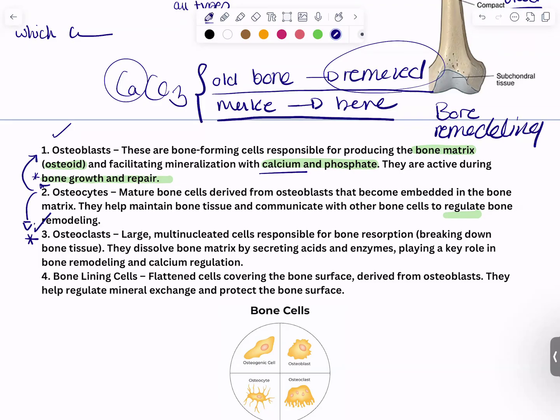Any other questions? I have a question. Does osteoblast become osteocytes? Yeah, it's the mature form of the osteoblast.